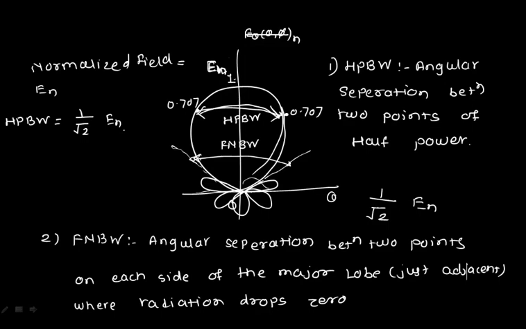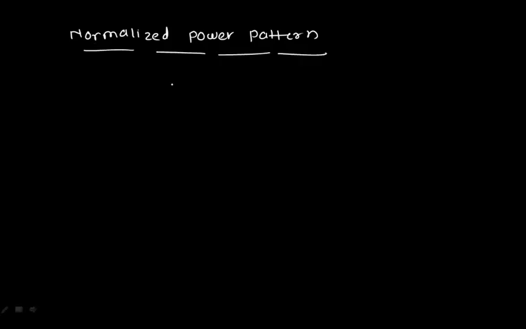Now next one is the normalized power pattern. Just as you have normalized the field here, you have to normalize the power. So if I am interested in the normalized power pattern, how am I going to find it? By dividing, say I'm denoting this power as a function of theta and phi. As it is normalized power, I'm putting n here. So power density as a function of theta and phi to the maximum power density.